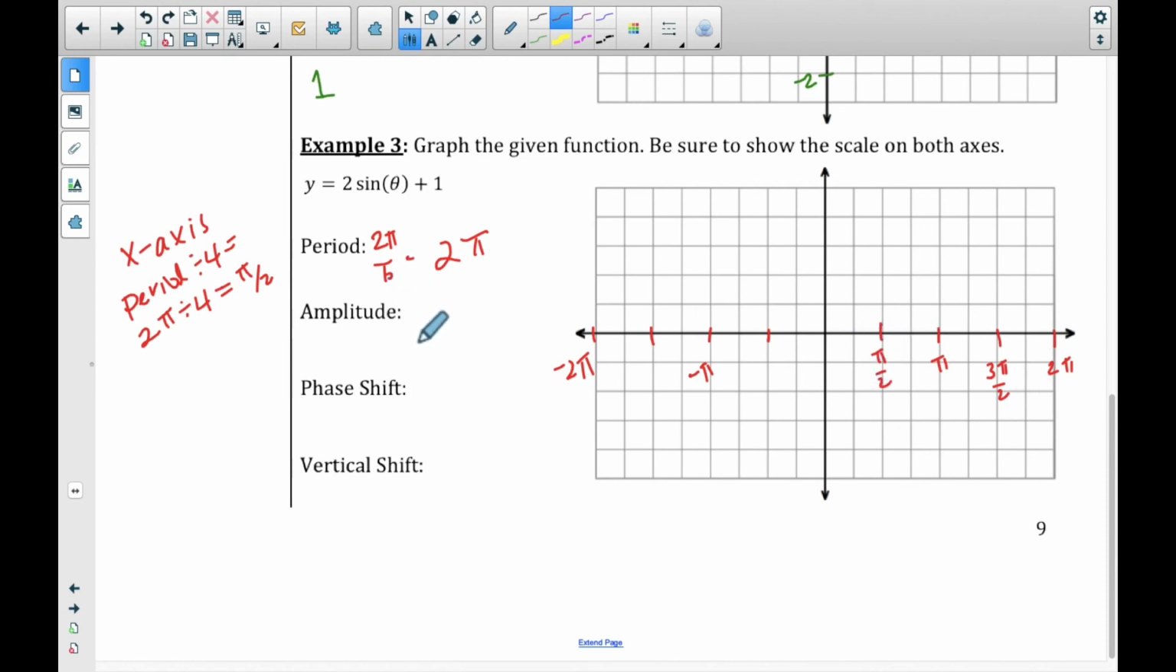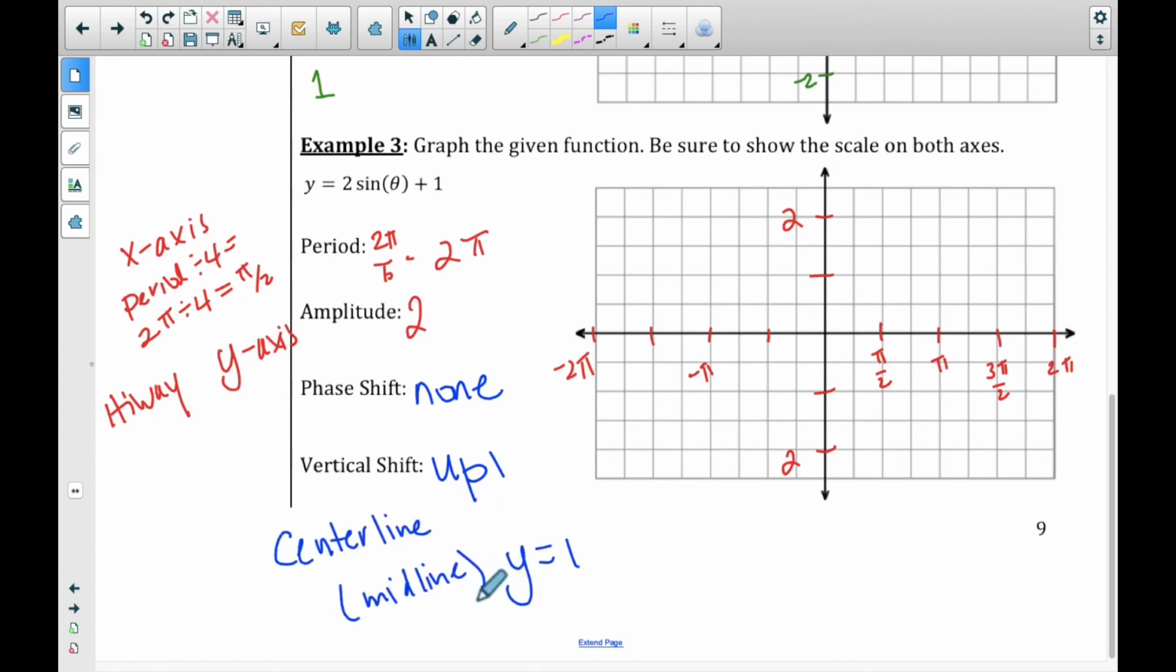The amplitude, do you remember where the amplitude comes from? The amplitude is right here, it's 2. That tells me the height, and that tells me what to count by on my y-axis. Phase shift is if there's something being added or subtracted next to the theta. There is none. The vertical shift, though, is going up 1. So here's the deal. Our center line has moved up 1. I've been calling it center line. I know on Delta they call it a midline. But that's going to be at y equals 1. And then it's going to have to go up 2 from there. So I actually need to get to 3.